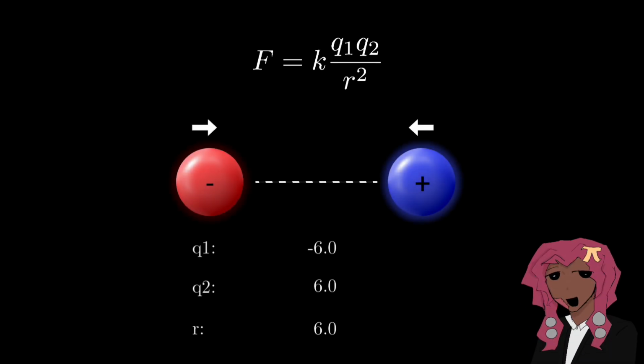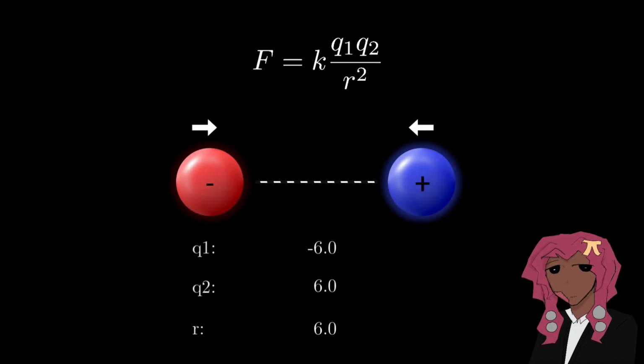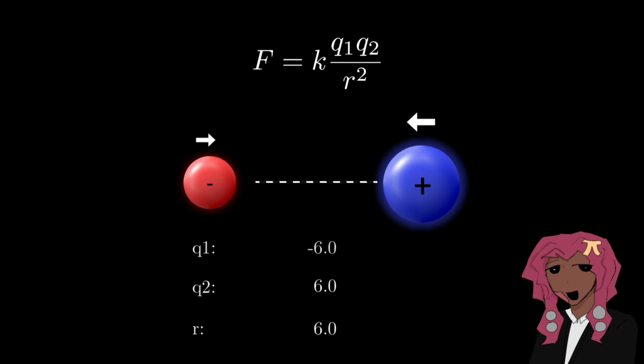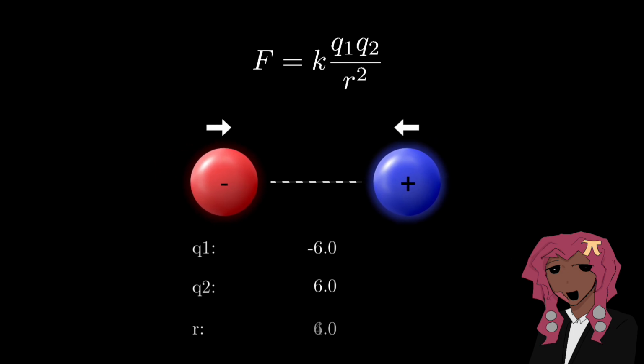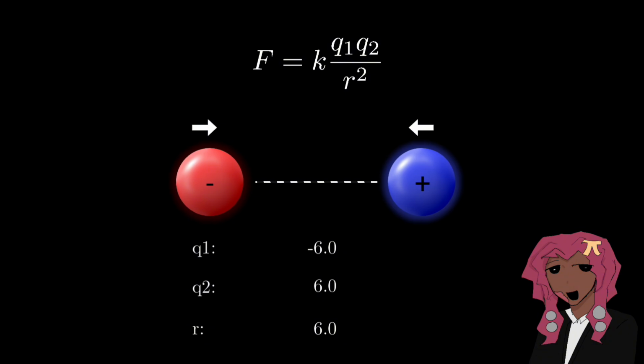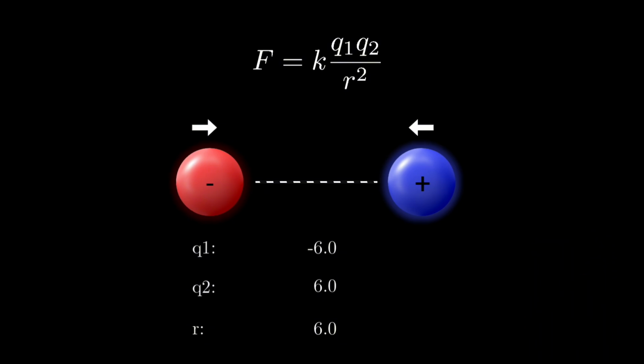The variables q1 and q2 represent the charges of two particles. In an atom, these are the positive nucleus and the negative electron. Increasing the charge makes the attraction stronger. The variable r represents the distance between them. Because it is squared in the denominator, increasing the distance will weaken the force quickly. So the farther an electron is from the nucleus, the weaker the pull becomes.